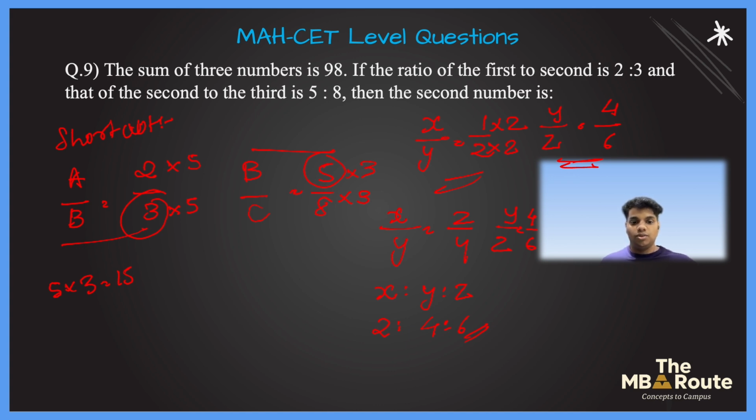So the new A by B ratio would be 10 by 15, and B by C would be 15 by 24. Now we have A is to B is to C as 10 is to 15 is to 24. And from here you can easily solve by taking a common multiple k, as this would again add up to 49k equal to 98, and the rest is the same method I taught earlier.